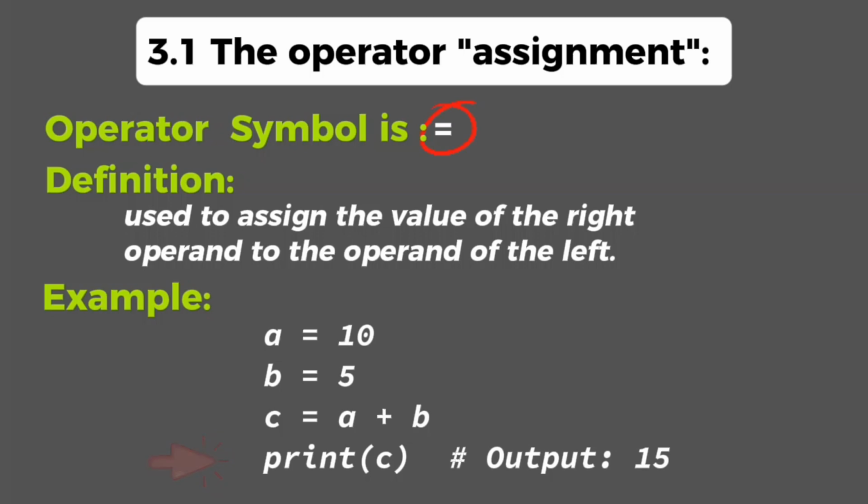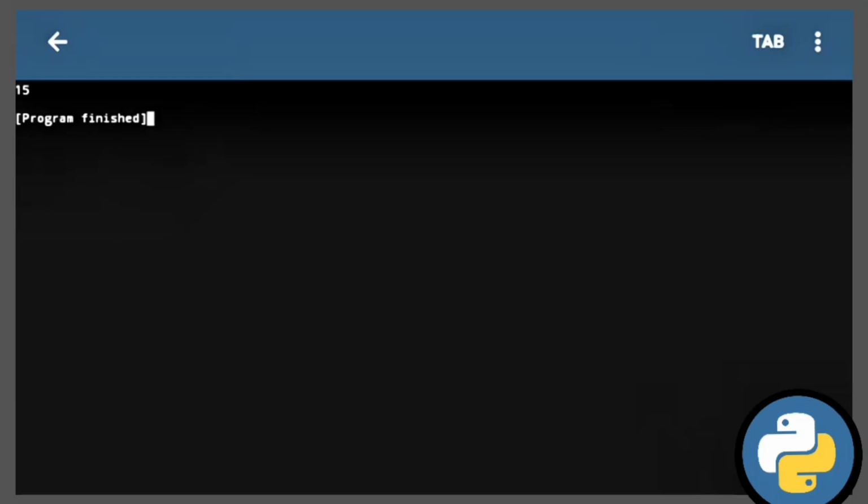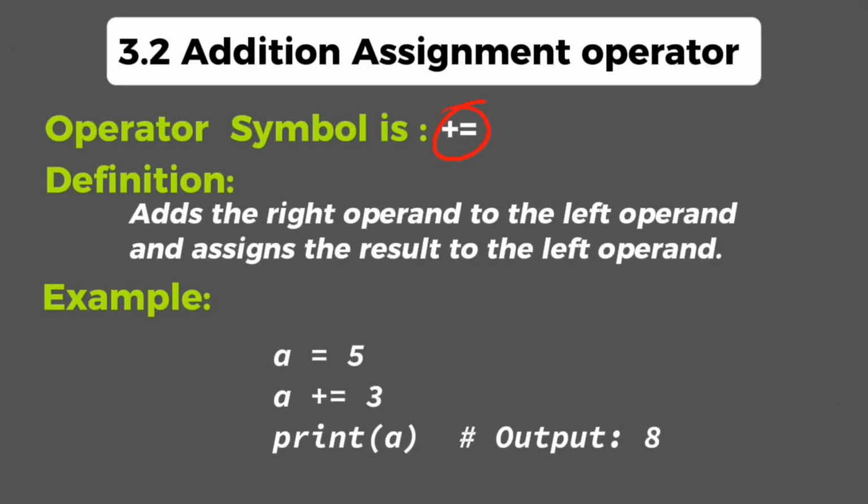Here's how Python runs this code. The addition assignment operator adds the value on its right to the variable on its left, and then assigns the result back to that variable.